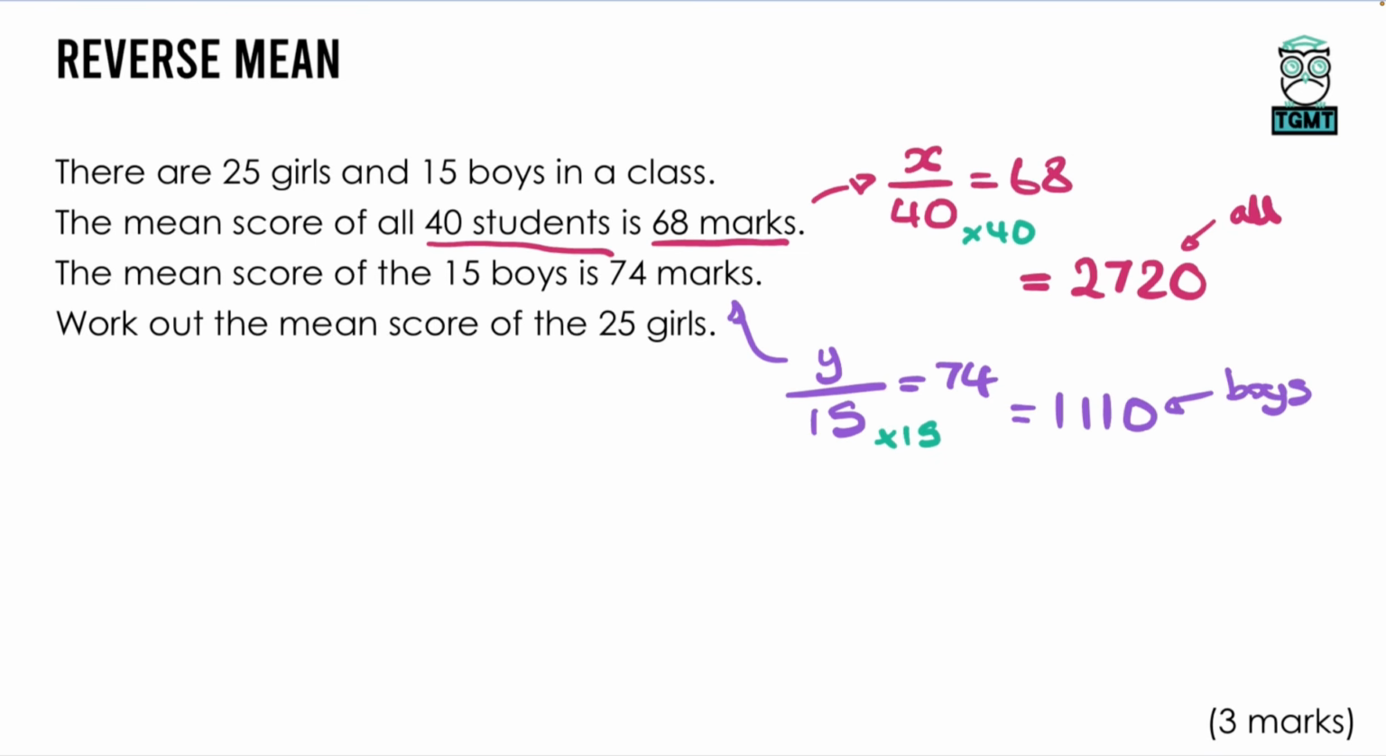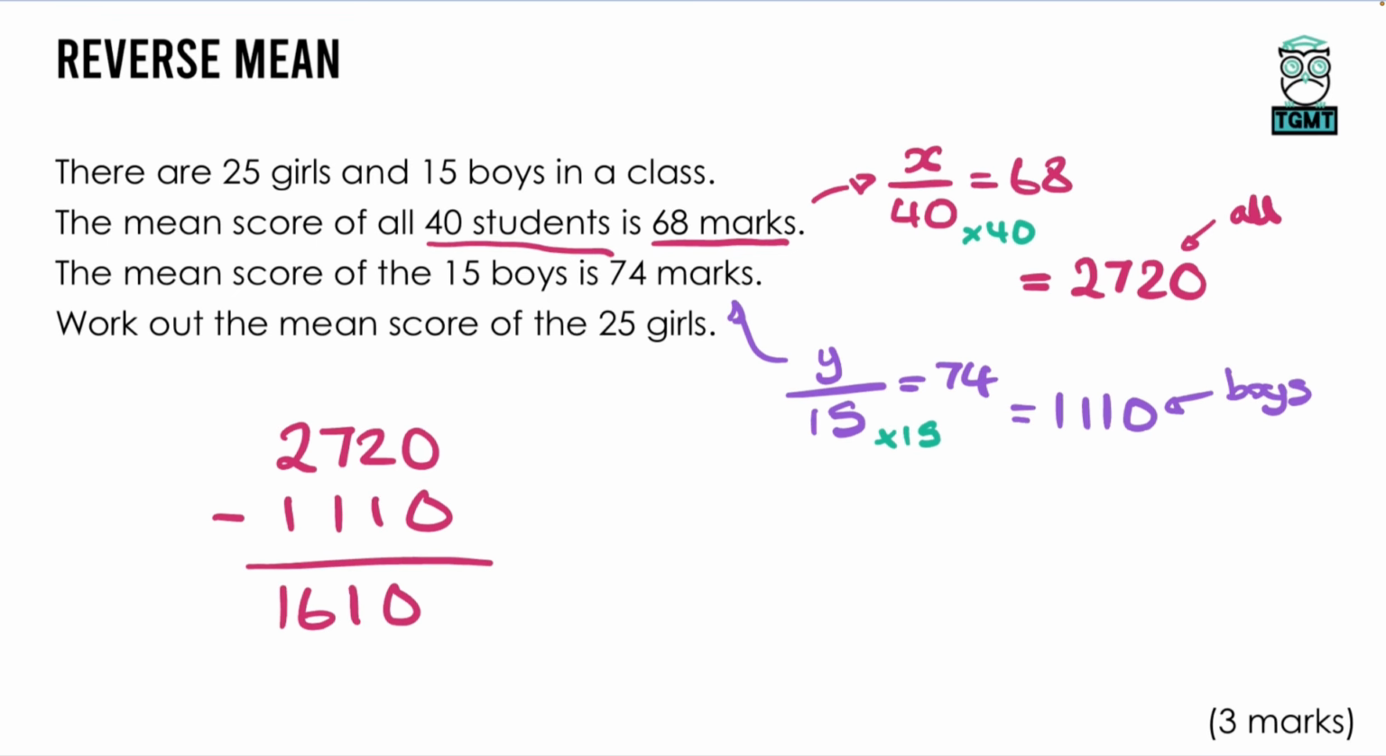So for this now, in order to get the total for the girls, I would want to take the total for the whole class, 2,720, subtract 1,110. Don't actually need to do that using column subtraction, but I want to make sure my working out is nice and clear, particularly just in case I have made a mistake. I'm still going to get those method marks for doing the correct process. So the total score for the girls is 1,610. And it even tells us in the last line here, there are 25 girls.